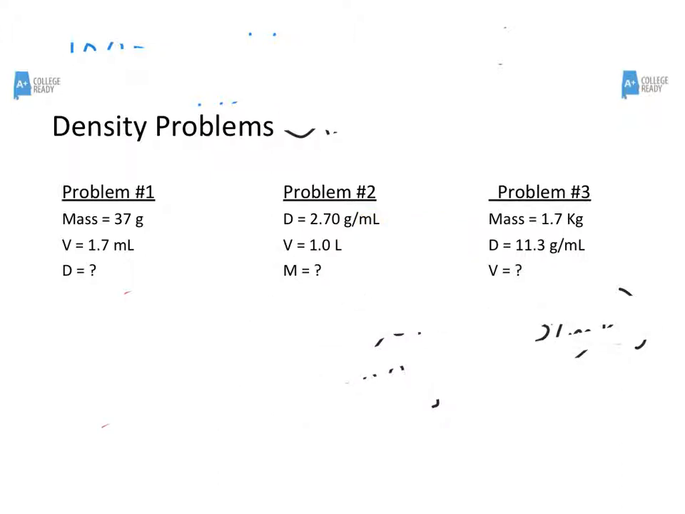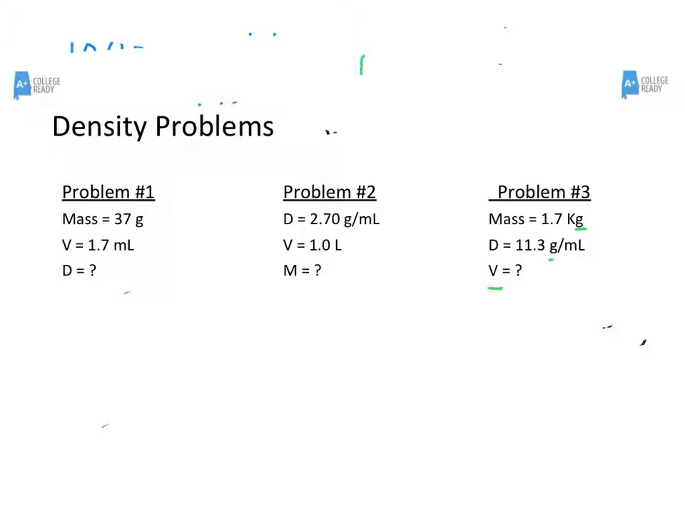Last problem. So in this problem, I'm solving for volume. They give me the density. And I notice right away that I have a problem in my units again. I've got kilograms here and grams here. So to make things easier, I'm going to go ahead and manipulate my problem to get volume on one side. And then I'm going to change these kilograms to grams.